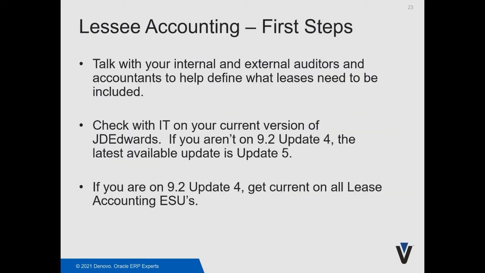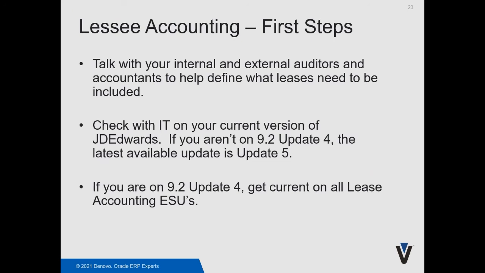But for first steps, make sure you're talking with your internal and external auditors to define what leases need to be included. And check with IT to make sure you're on JD Edwards' most recent version that you need. If you're not on 9.2 update 4, the latest available update now is update 5 with additional ESUs to get code current. And if you're on 9.2 update 4, it's a good idea, and you should get current on the lease accounting ESUs. There are a number of fixes that were put in place after update 4 release, and that would help to make sure you're on the version that had the least amount of bugs. But from what I can tell, there are no bugs left.